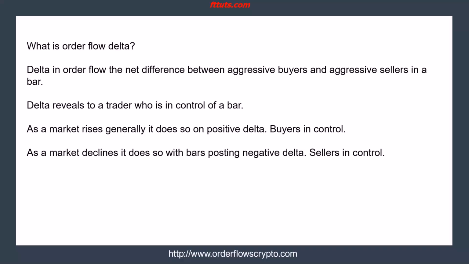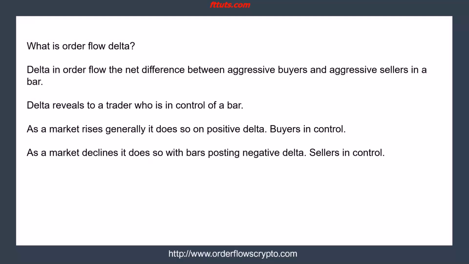Now, as the market rises, generally it does so on positive delta because buyers are in control. As the market declines, it generally does so with bars posting negative delta. Sellers are in control. Now, when I say generally, that doesn't mean it has to be. It doesn't mean that as the market's rising, you're seeing green bars with positive delta. Sometimes there are going to be green bars with negative delta, just as in a market decline, you could have red bars, down candles with positive delta.